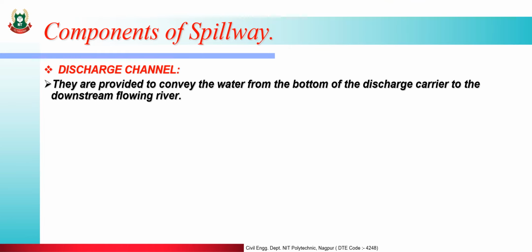Then the discharge channel. It is provided to convey the water from the bottom of the discharge carrier to the downstream flowing river. It may be the downstream face of the spillway.